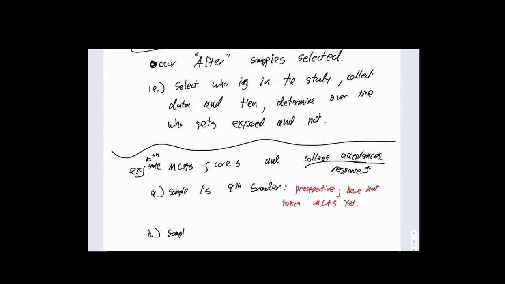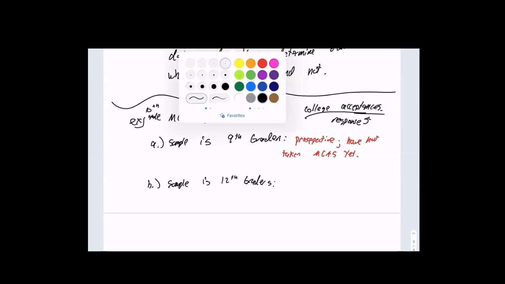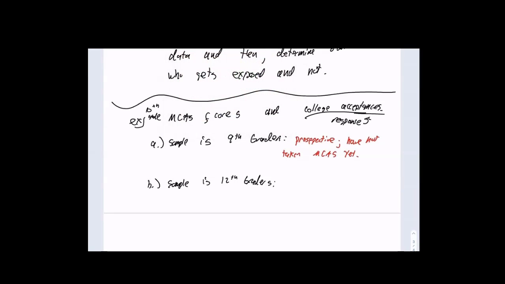My sample is 12th graders. I sampled 12th graders, and then I'm going to compare their college acceptances. Is this prospective or retrospective? It's kind of obvious. One's prospective, the other one's going to be retrospective.